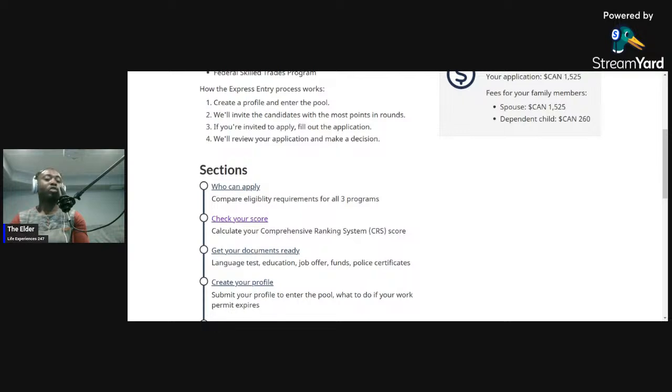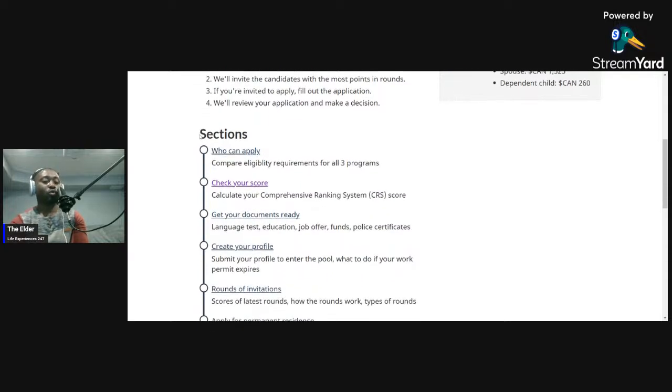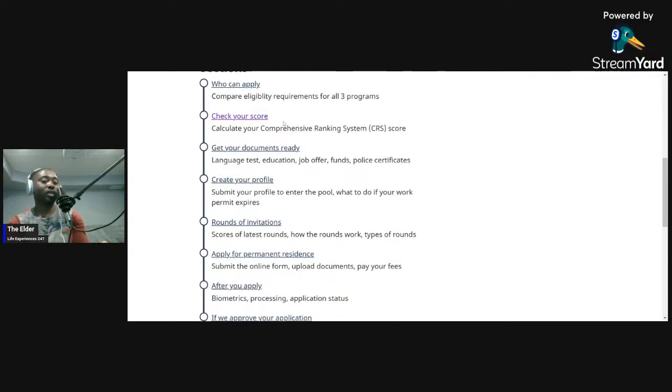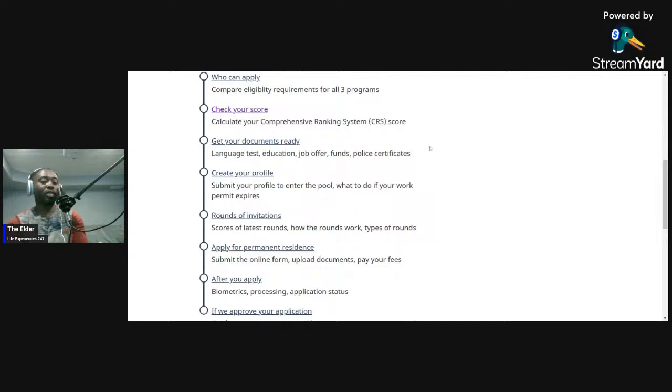So I am going to assume we already have that account. So today we will just log in and go through the process. So who can apply for permanent residency? I've already explained the three programs. So if you qualify for any of them, you can apply. And then you check your score, as I said. And then you get your documents ready. That's the language test, your education, job offer if you have, your police certificates, and all of that. It helps to gather these things.